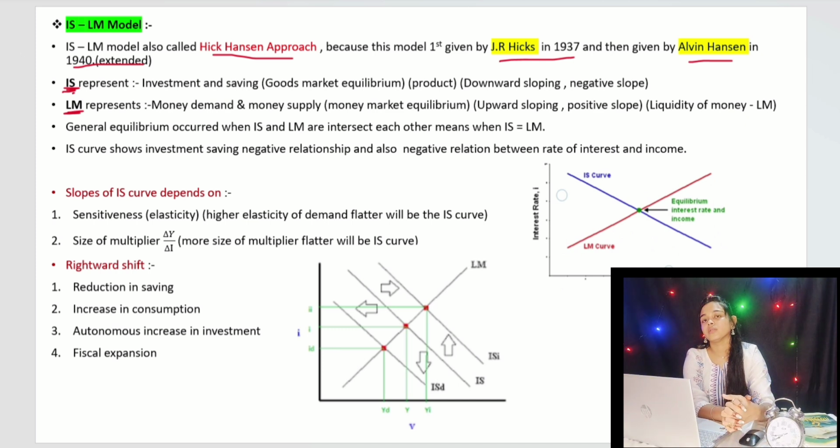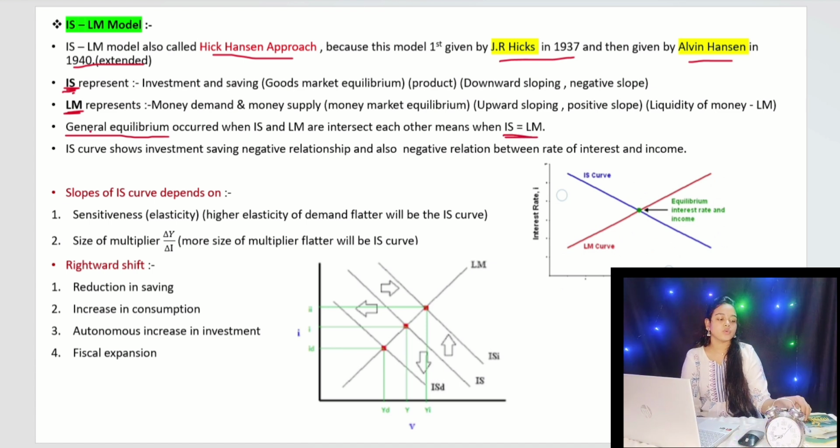So LM represents money market equilibrium through money demand and money supply, and it is upward sloping from left to right, that is, positively sloped. And general equilibrium occurs when IS and LM intersect each other. We can also say when IS equals LM, or when the goods market and money market are in equilibrium, that point is called general equilibrium.